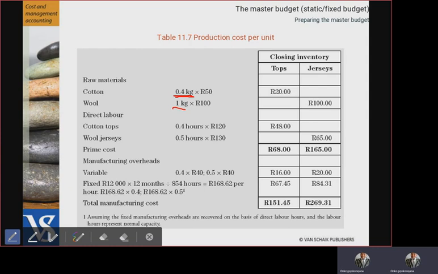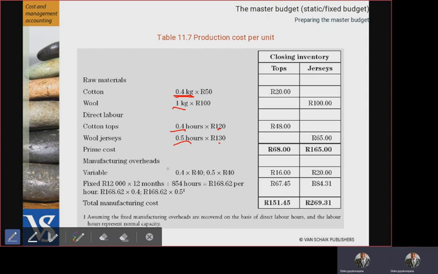So that's the cost per unit. Direct labor: we want to know, per product, how much our labor cost is. The number of hours we take to manufacture the cotton drop is 0.4 times the rate, which is 120. The woolen jersey is half an hour at the rate of 130, so you've got 48 and 65. So your prime cost will be 68 and 165.